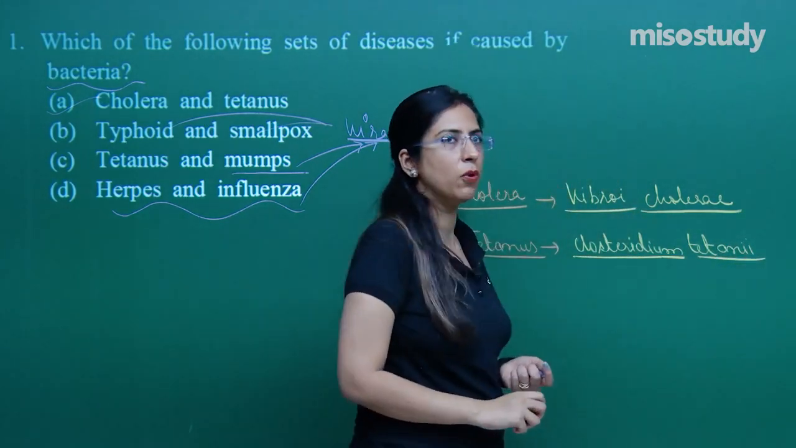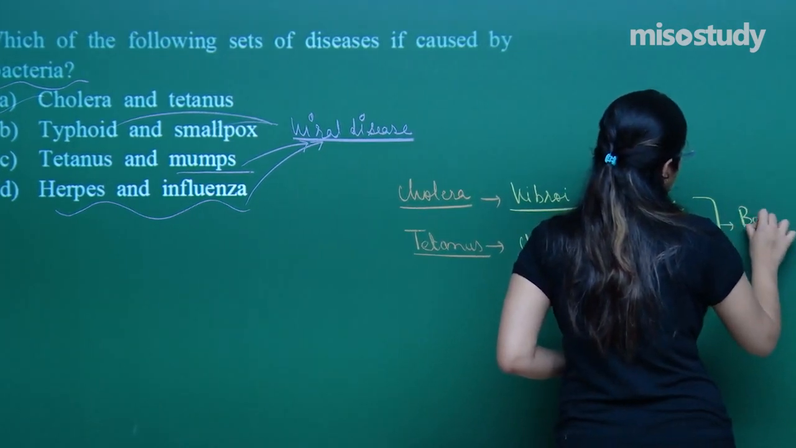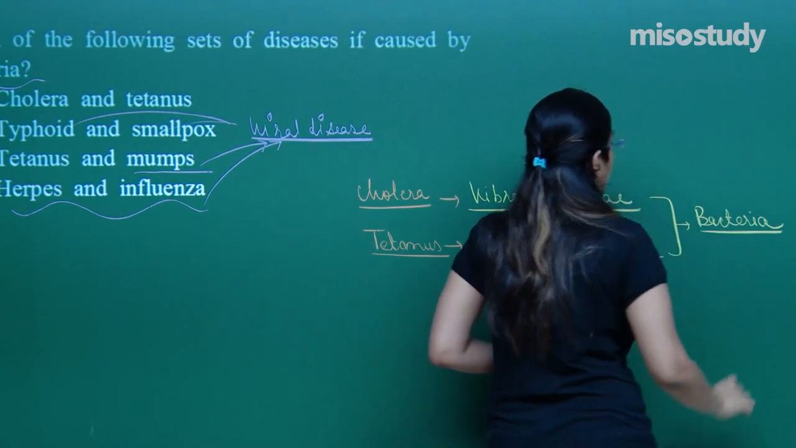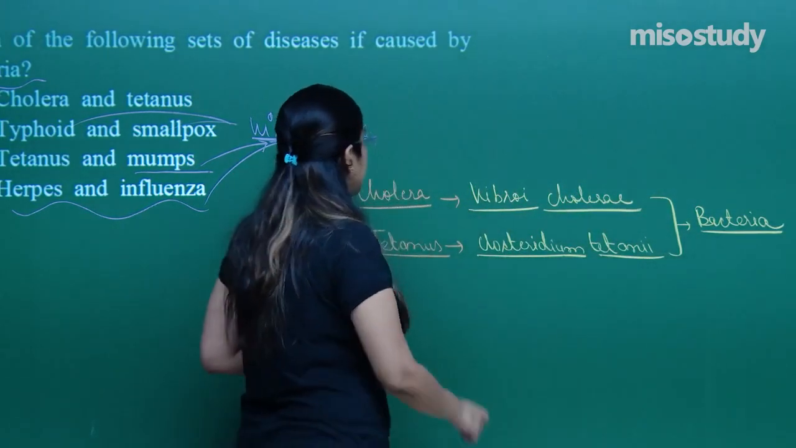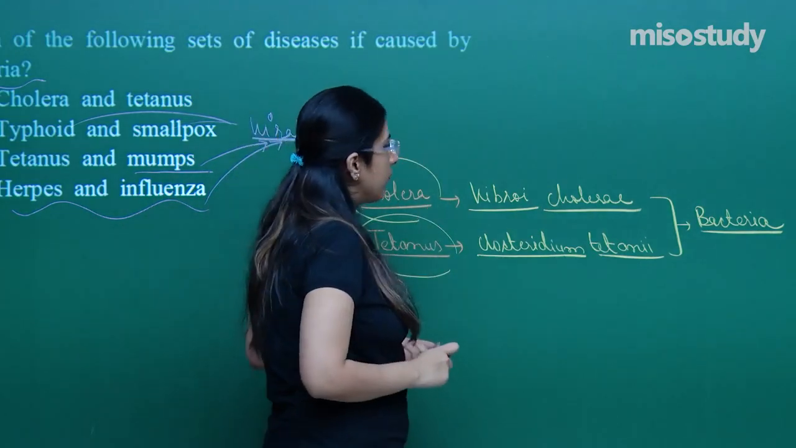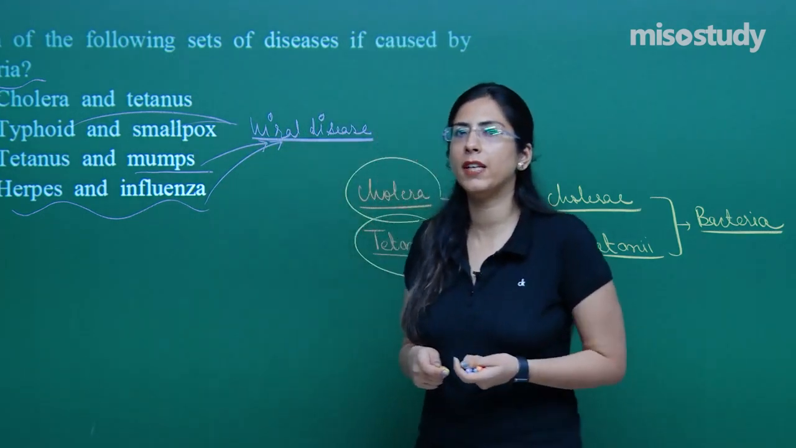Clostridium tetani. These both are what? Bacterial diseases. They are caused due to bacterial infection, right? Hope you all are acquainted with these both types of diseases, tetanus and cholera. We have vaccines available for that. We have vaccines for tetanus also.